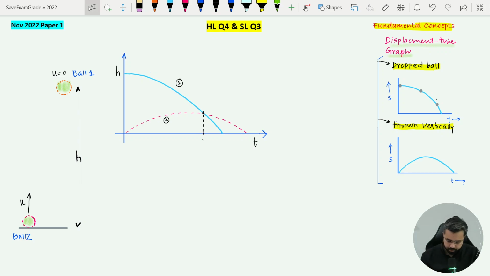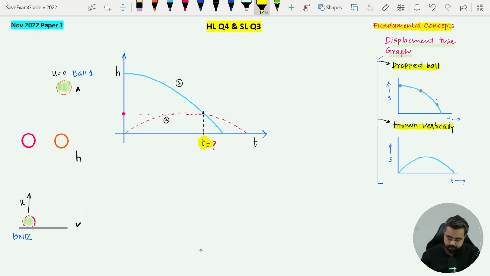At that time, their vertical position is the same, as you see from the graph as well, that they are at the same vertical height from the ground, and you have to calculate this time value in this question. So let us see where the two balls are at this time.